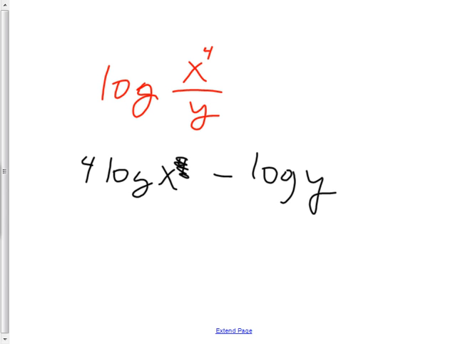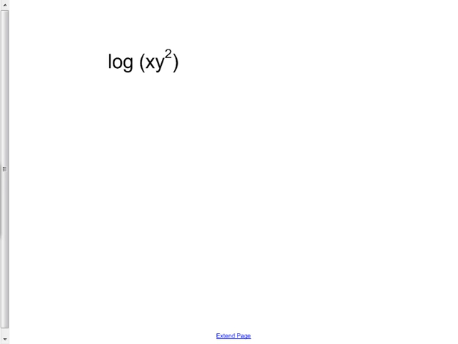Now, by the way, does this have a base? Yes, they all have a base. It's just if it doesn't say what it is, then what is it? 10. What if I change these logs to the word ln? Then what base does it have? E. All right, good. Moving on.